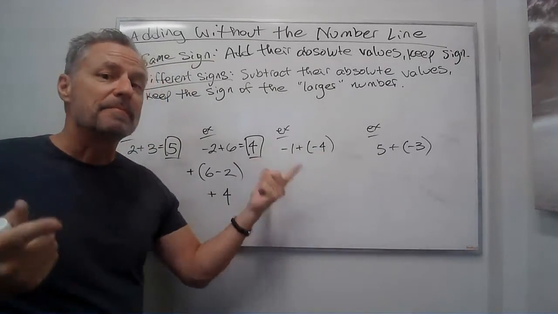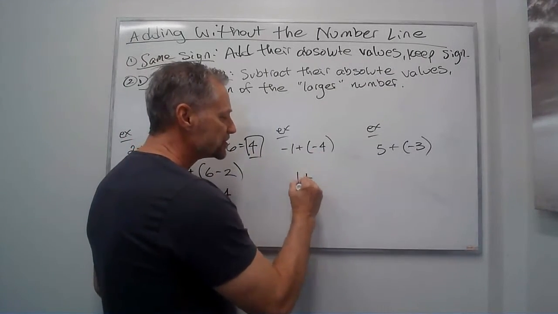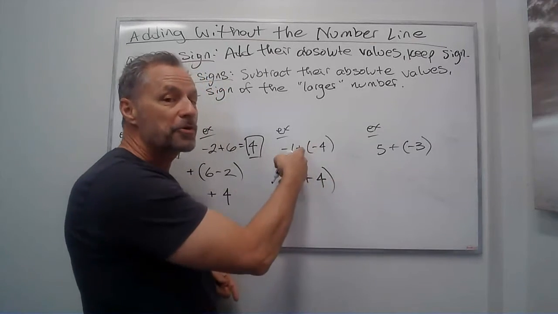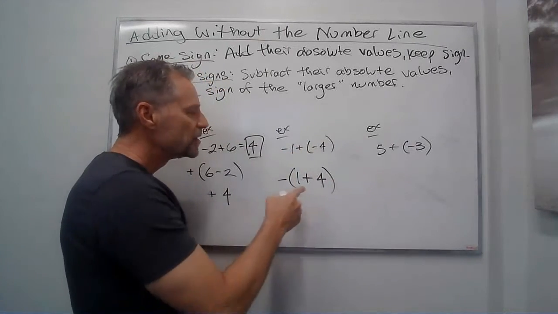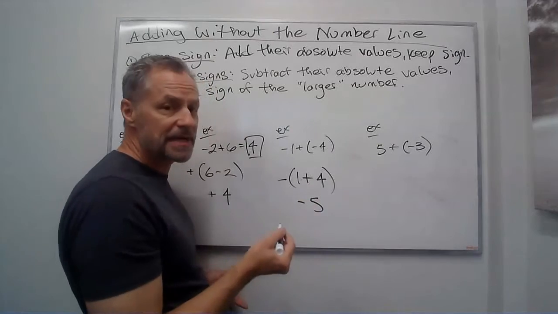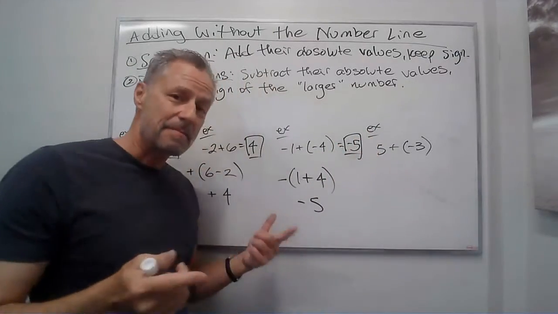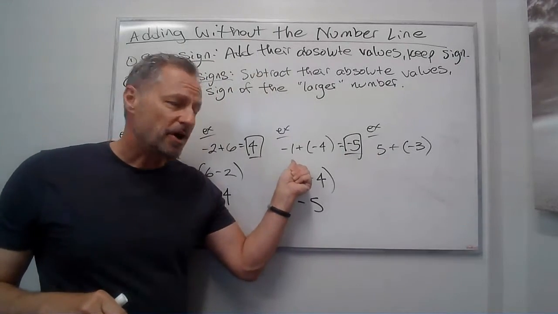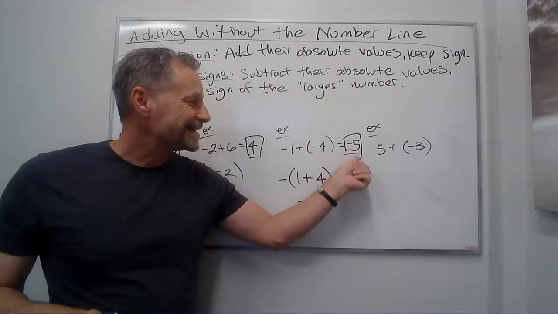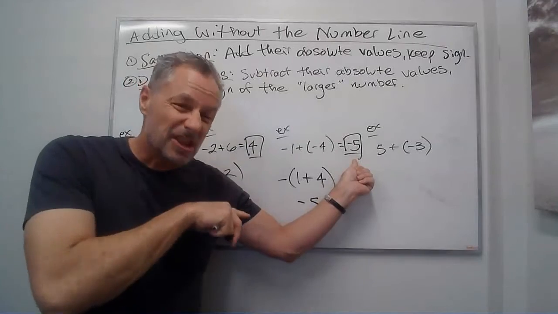Same sign again. Remember, I add the number, so I just add the 1 plus the 4. They're both negative, so I keep the negative. Well, 1 plus 4 is 5. The answer is going to be -5. Again, think that makes sense. I give one friend $1 and one friend $4. I'm $5 less than I had before.